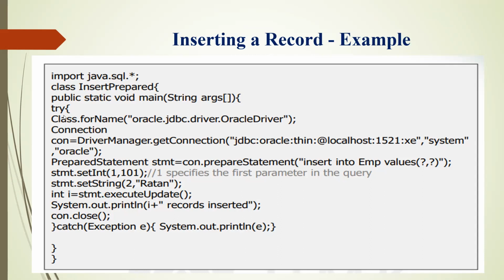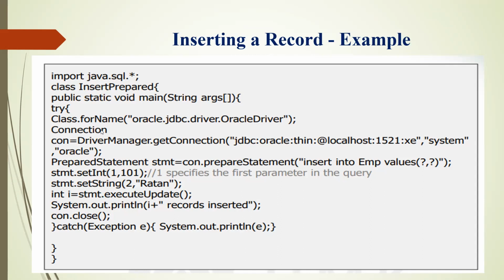So here in the try block, we have Class.forName(), which is used to load the Oracle JDBC driver. The Oracle driver has a class, and that class will be initiated with the help of Class.forName(). Then a connection should be established with the particular DBMS URL, the database.